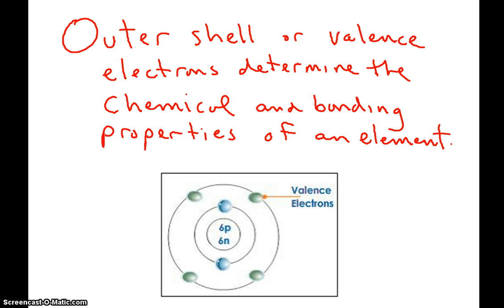So we're going to concentrate on outer shell or valence electrons and how they determine the chemical and bonding properties of an element. Will they form a bond with another element, or will they be inert, like a neon or an argon, and not really react with much? When we look at an element, the valence electrons are the outer shell electrons. In this case there are 4, so this would be an atom of carbon, which has 4 valence electrons.